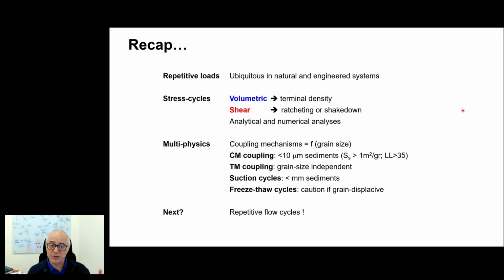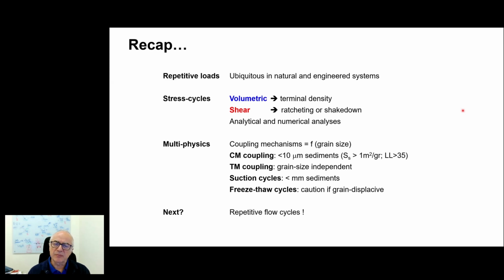In the case of stress cycles, we recognize that from a volumetric point of view, it's going to converge to an asymptotic terminal density. From a point of view of shear, the shear strain accumulation could arrest in the case of shakedown or continuously adding shear strain in what is called the ratcheting mode. In both cases, analytical and numerical analysis were presented, where numerical analysis basically are required for more complex boundary conditions.